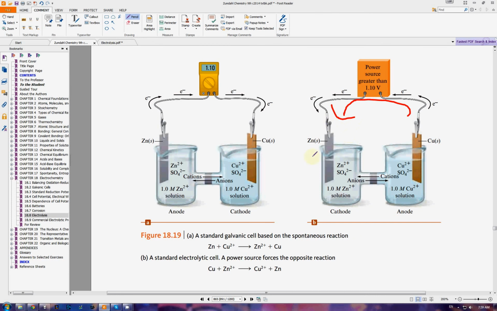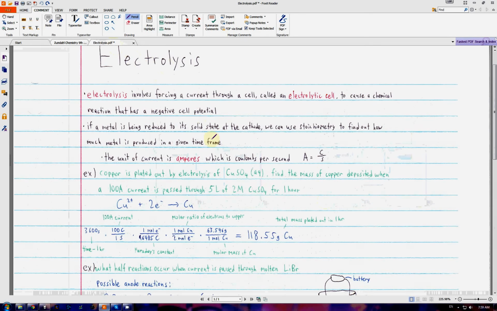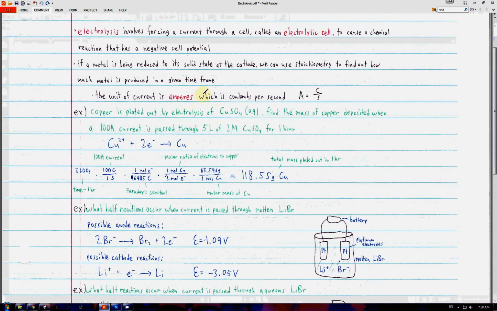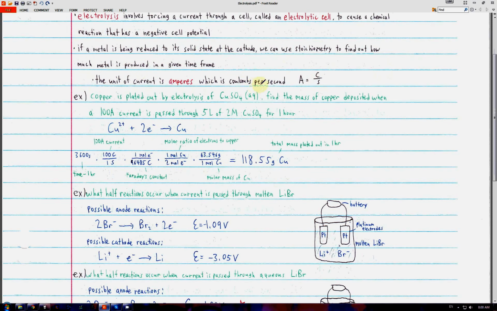So this is an electrolytic cell with two cells. Usually in electrolysis there's only one cell. So if we have a metal being reduced into a solid, then we can use stoichiometry to find out how much metal is produced. Now, if you're not familiar with current, the unit of current is amperes, which is 1 coulomb per second. It's basically a measure of how much charge is passing through a given point per second.